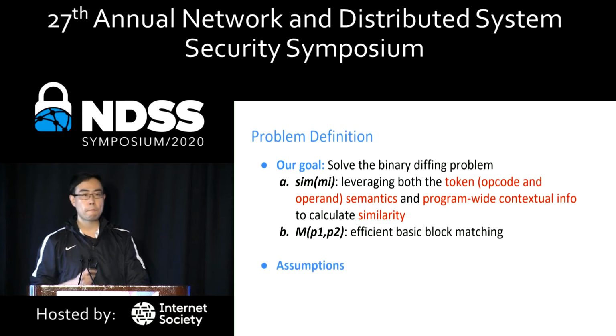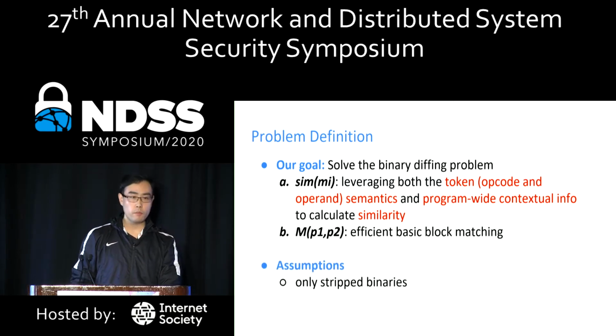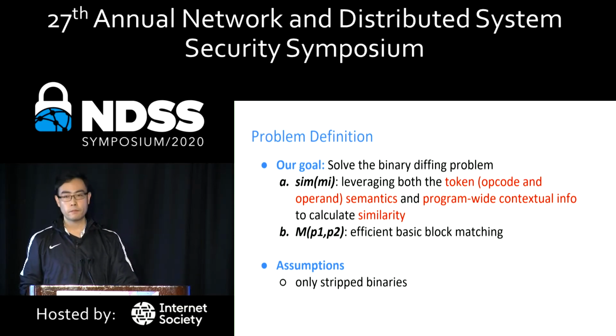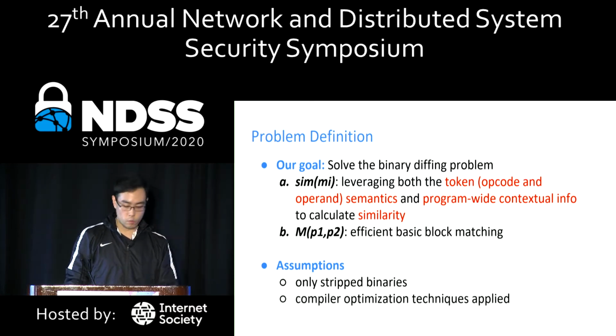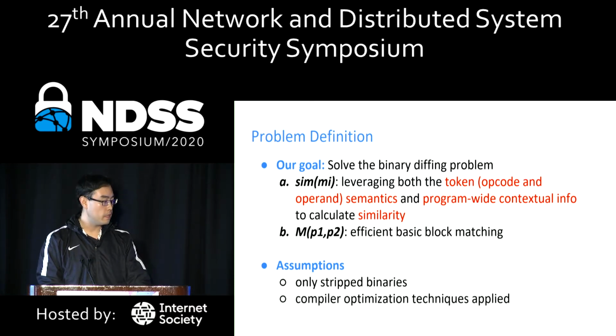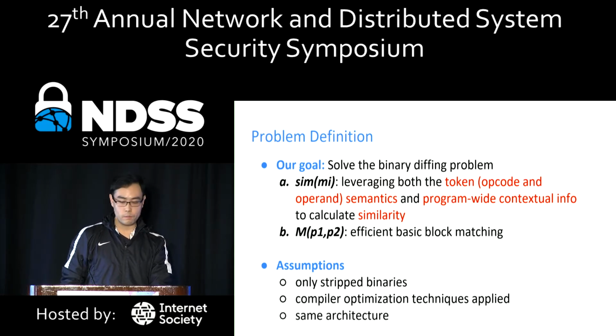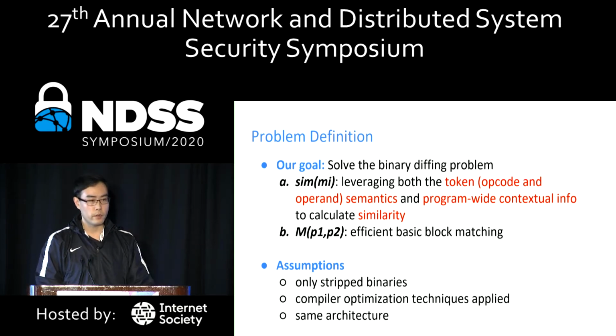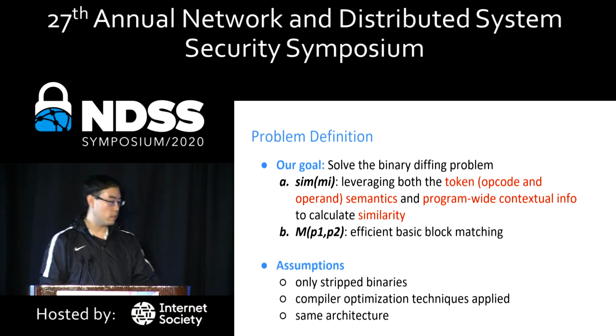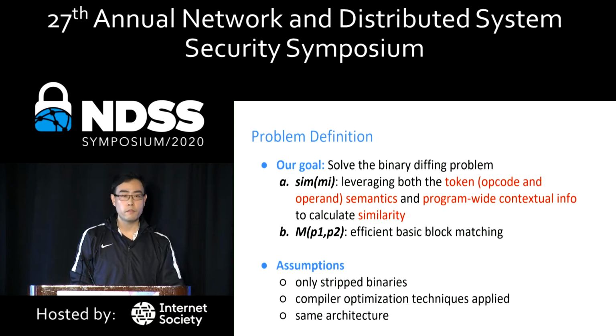So, assumptions. First of all, we assume that the input binaries are stripped binaries, which means no source code or symbol information. Second, we assume that the binaries can be compiled using different optimization techniques, but they are not packed. We cannot handle packed binaries. And third, so far we only handle same-architecture binary diffing, but our technique can be easily extended to cross-architecture diffing by adding a layer of intermediate representation.